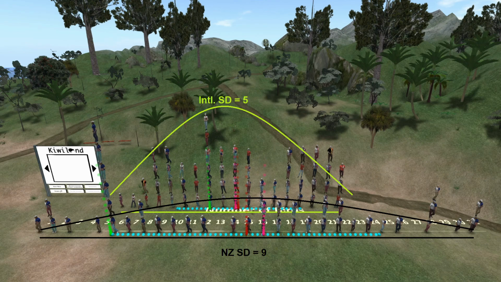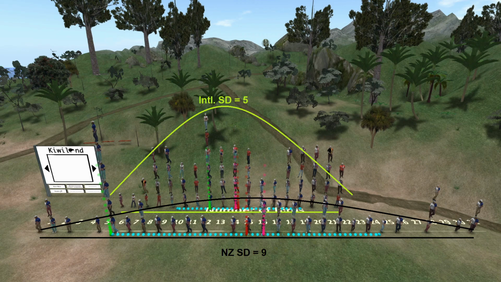So sticking with the Kiwiland example, we might want to know whether the average number of birds that international visitors see this year is different from previous years or not. Perhaps that information would be important to the conservation groups that are trying to foster the bird populations on Kiwiland.